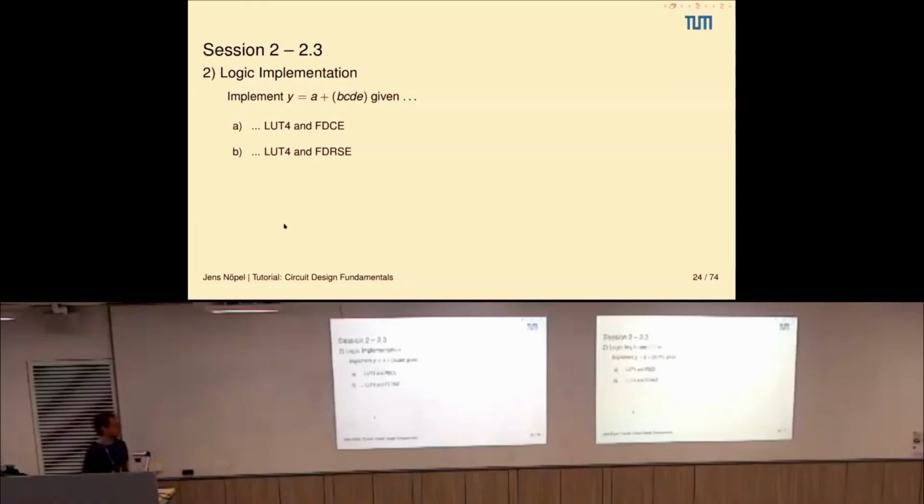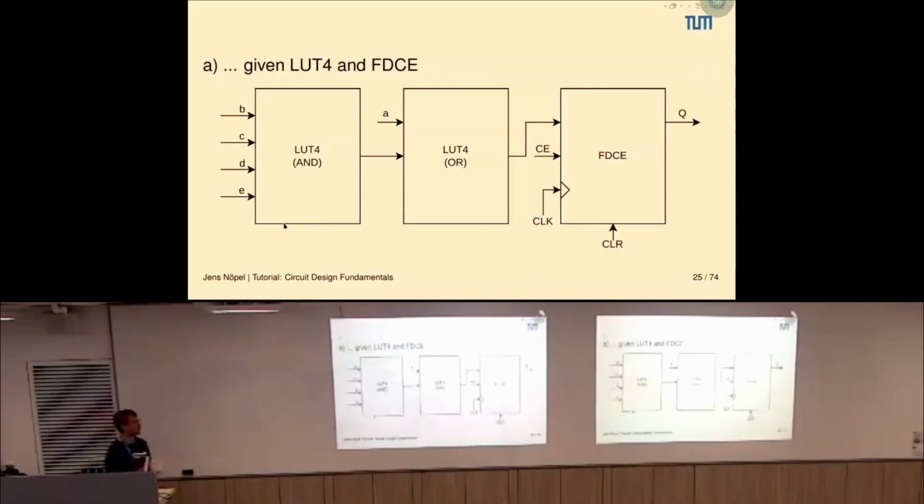And we want to do that with a flip-flop without a set signal first. So then we come to this result. So we need 2 lookup tables because we have 5 input signals to that function, right?